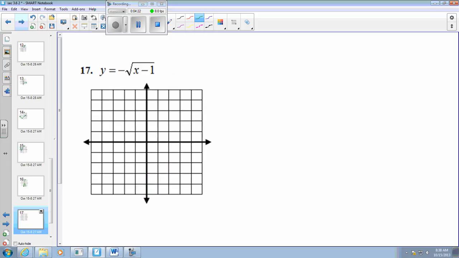17, we have the vertex at 1, 0. So over 1, up 0. We know because of the negative here that it's going to open down.